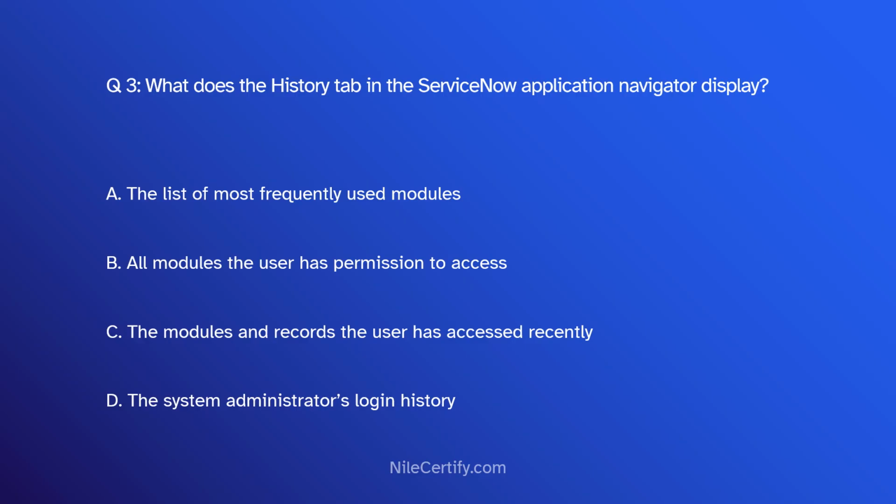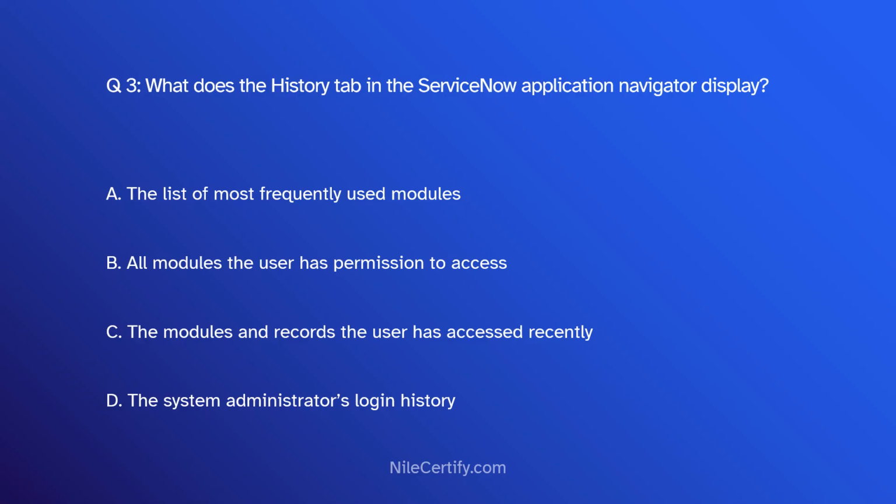Option A, the list of most frequently used modules. This sounds like it could be right at first glance, but in ServiceNow, frequently used items are a different concept from history. History is about recent activity. Frequently used would require counting and ranking usage, which is not what the History tab does.